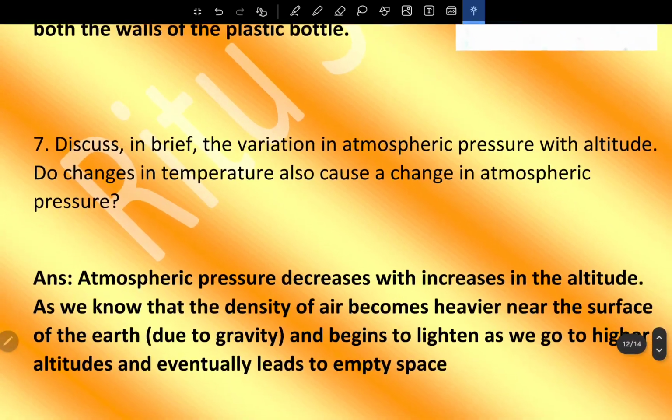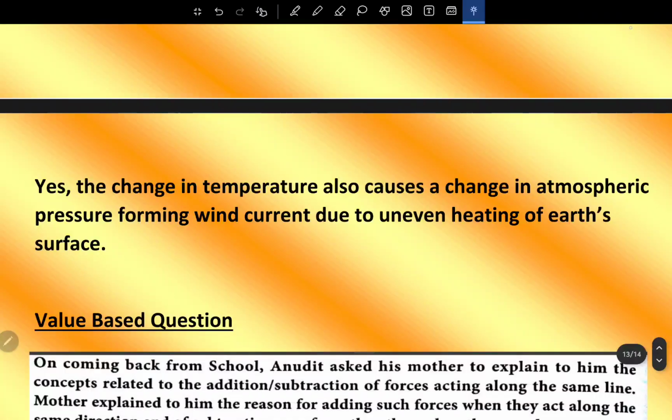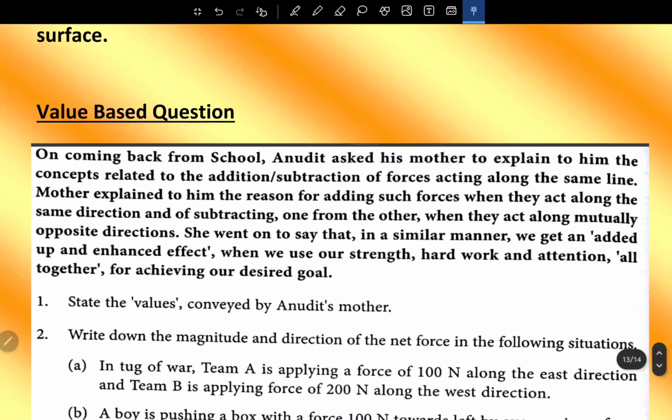Now discuss in brief the variation of atmospheric pressure with altitude. Does change in temperature also change atmospheric pressure? Atmospheric pressure decreases with increase in altitude, as the air becomes heavier near the surface of the earth due to gravity and begins to lighten as we go to higher altitude, eventually leading to empty space. And yes, change in temperature also causes a change in atmospheric pressure, forming wind currents due to uneven heating of the earth, which you have studied in standard 7.